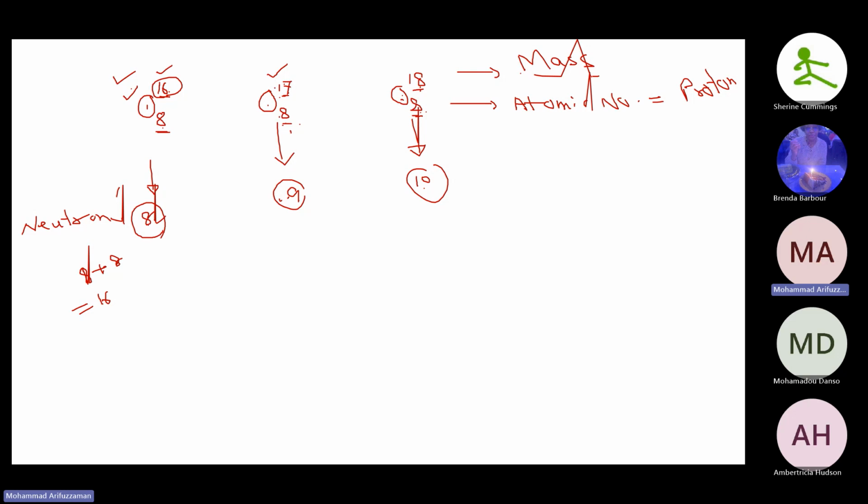Now we can define isotopes. The atoms of the same element have a different number of neutrons. You can see the neutron number is different, but the same number of protons, the same number of protons but a different number of neutrons. So that is an isotope.